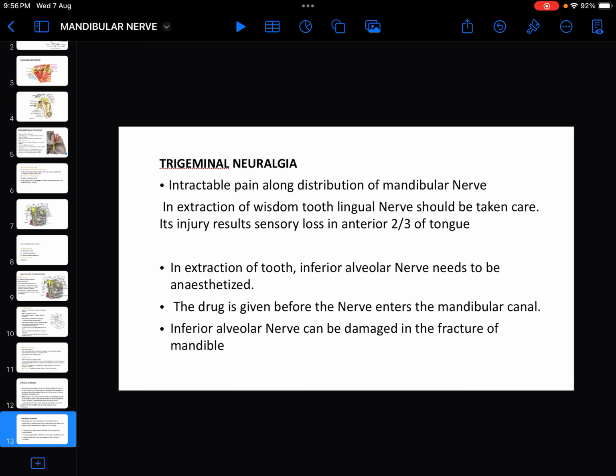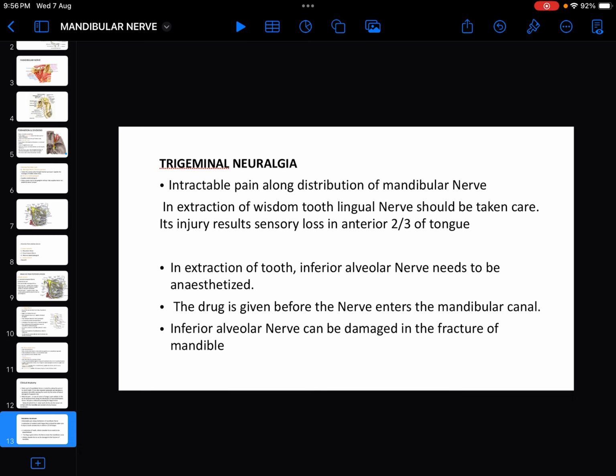During the extraction of a tooth, the inferior alveolar nerve needs to be anesthetized, and the drug is given before the nerve enters the mandibular canal. The inferior alveolar nerve can also be damaged in fracture of the mandible.